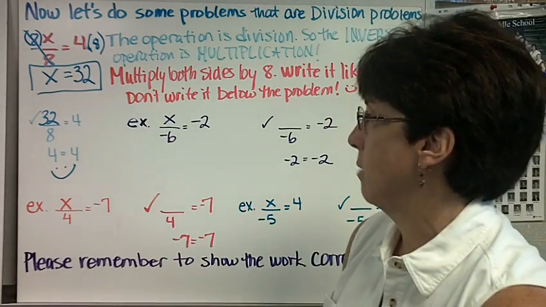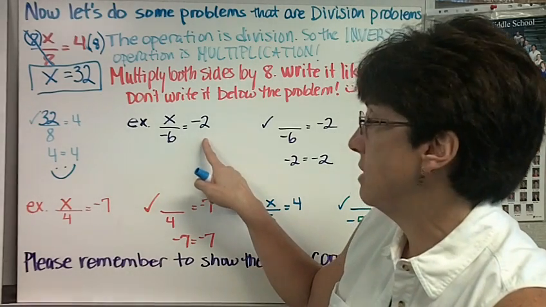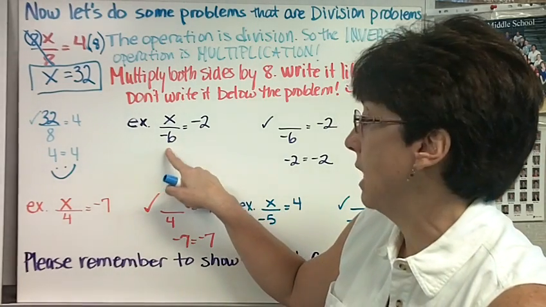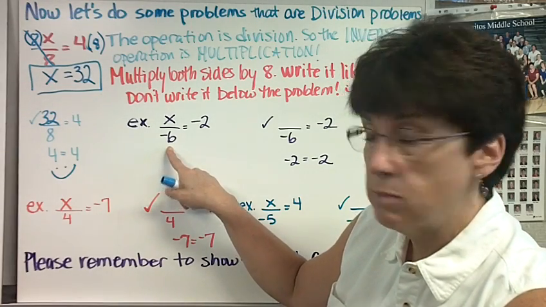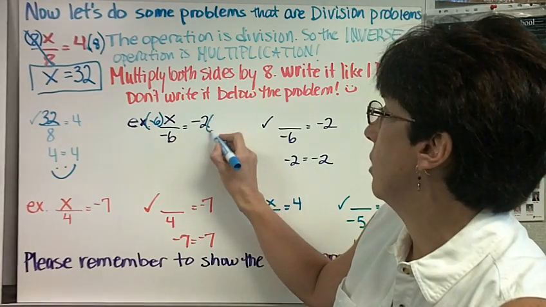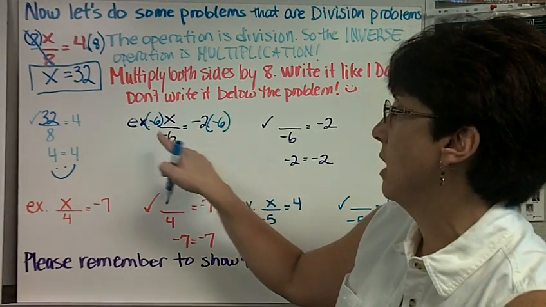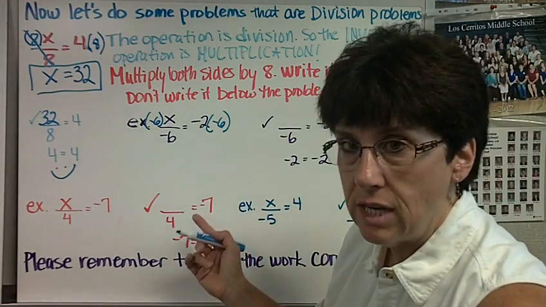Okay, here's another example. X divided by -6 equals -2. What am I dividing x by? -6. So do the inverse operation. Multiply both sides by -6. Put it in the numerator. Put it on the other side. Okay, I'm not having a dot floating around. I'm not having an x.